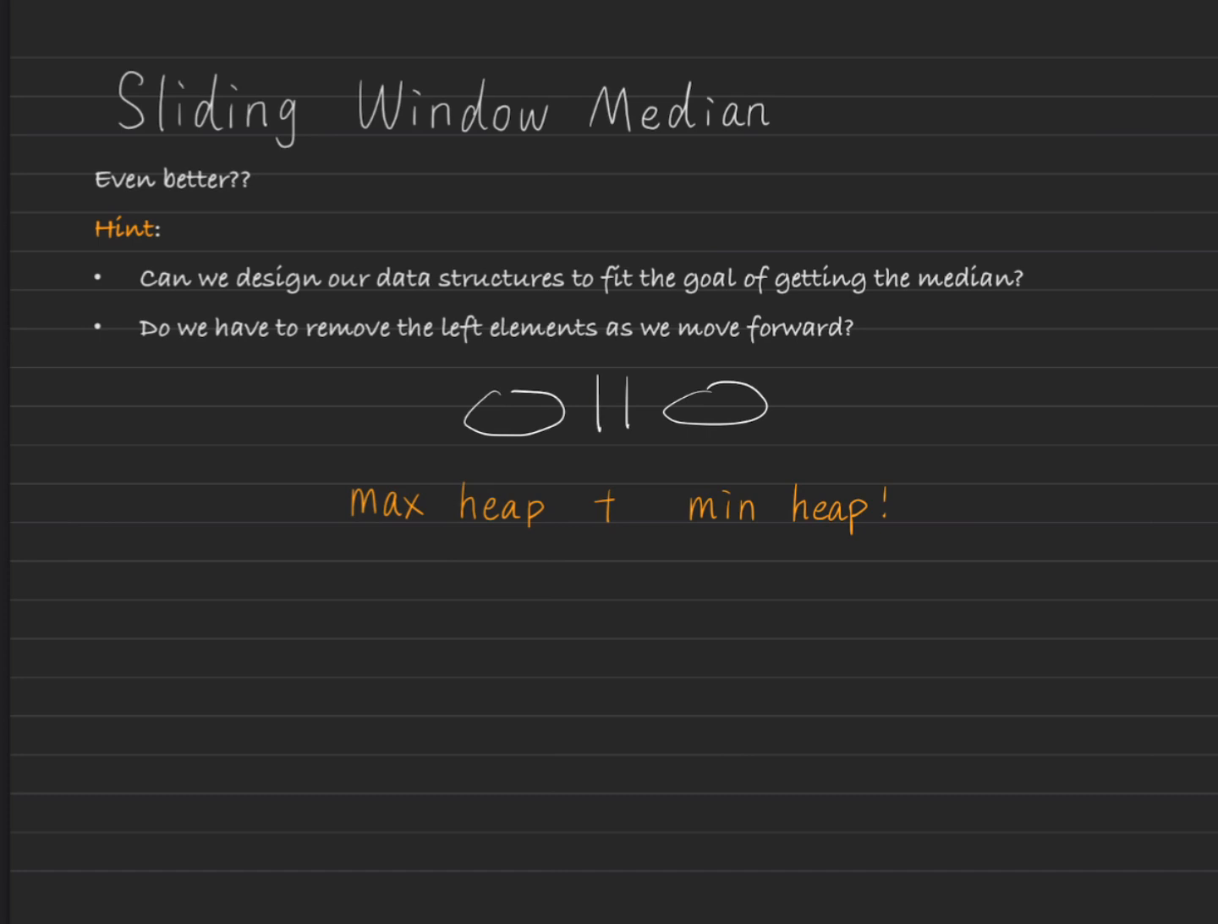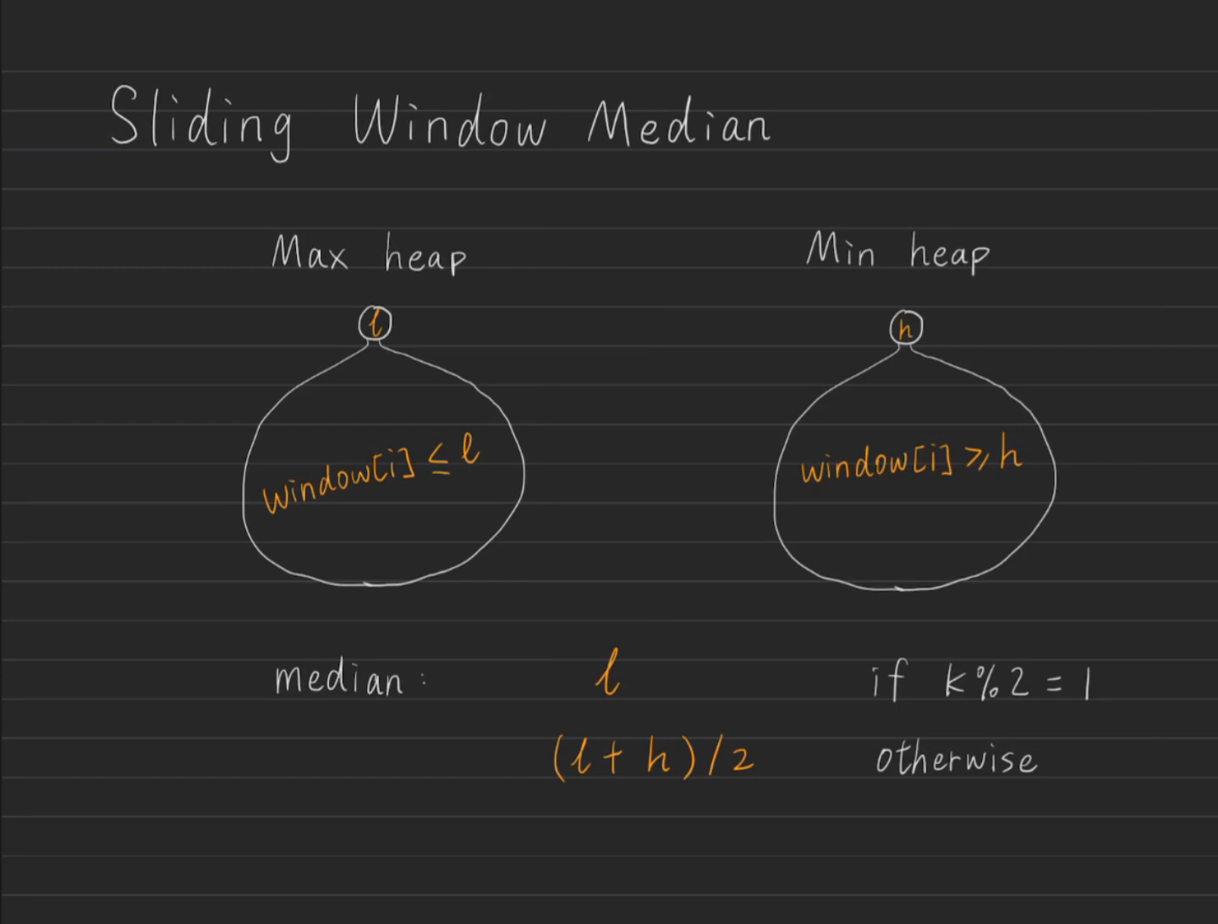So we can use two heaps, one max heap and one min heap, to keep track of these two elements. Essentially, we would divide the window into two halves. In the first half, every element is smaller than the top element, denoted as L. And in the second half, every element is greater than the top element, denoted as H. So the median calculation is as follows. It's equal to L if k is odd, and it's L plus H divided by 2 if k is even.